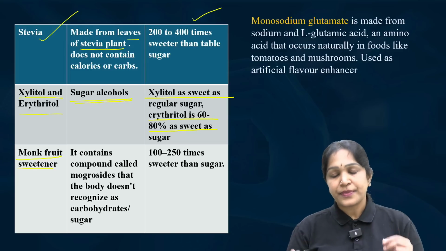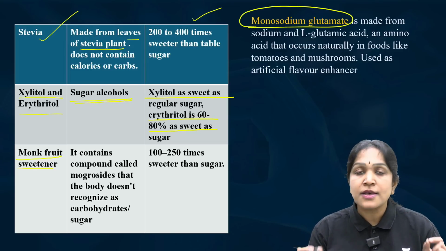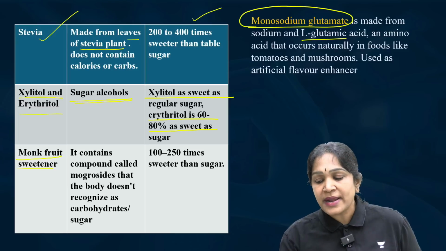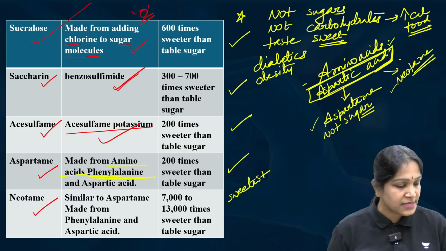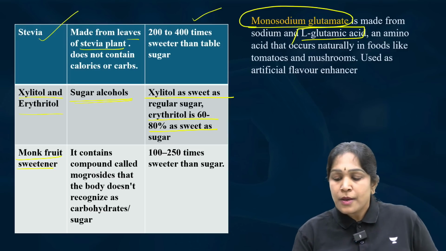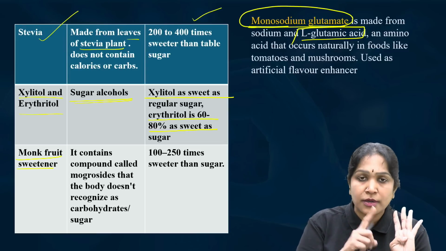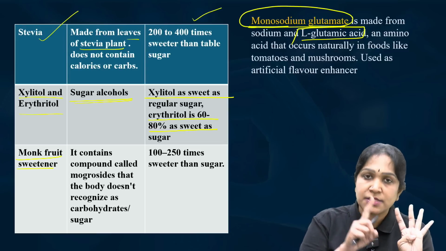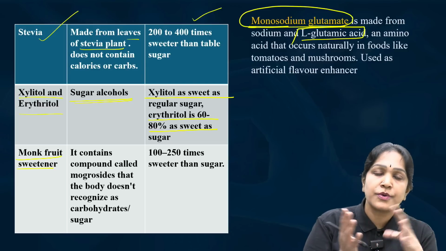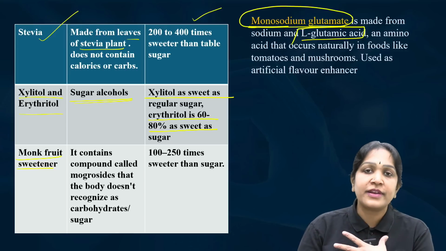Okay, like that. Now let us see about a very famous flavor enhancer called monosodium glutamate, MSG. This is also made from the amino acid glutamic acid. Take the amino acid called glutamic acid, add one sodium to it, that is monosodium glutamate. We call it Chinese salt or Ajinomoto, flavor enhancer.